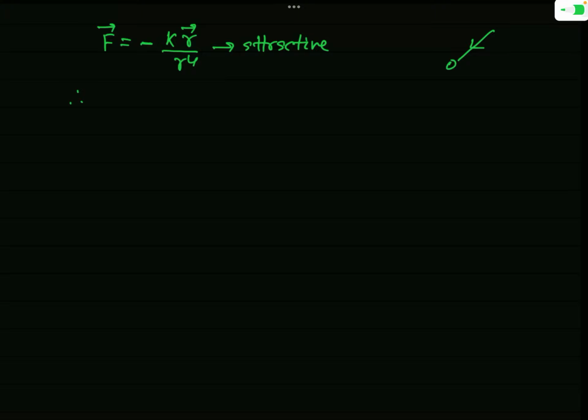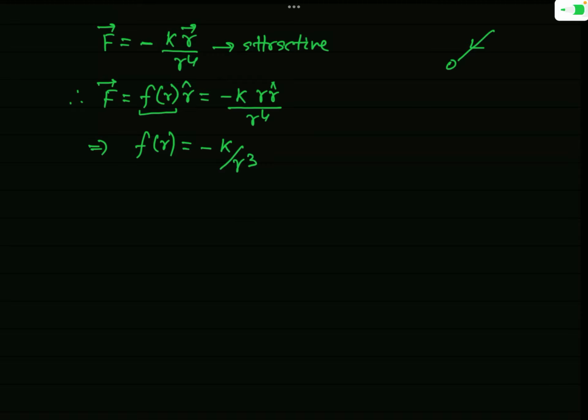So as in case of central force, you write that F is equal to what? F is equal to, symbolically we write, F of r times r hat. And this will be equal to what? Minus K, and vector r can be written as r times r hat, divided by r to the power 4. Okay? So now you can see that this F of r, which represents actually the magnitude of the force, is simply equal to minus K over r cube. Okay? Minus K over r cube. This minus sign actually represents that the central force here is attractive.